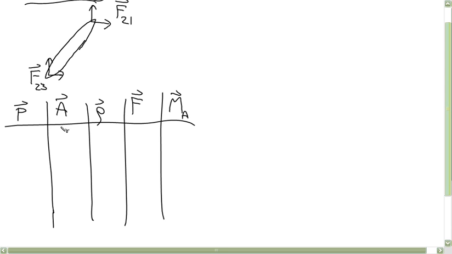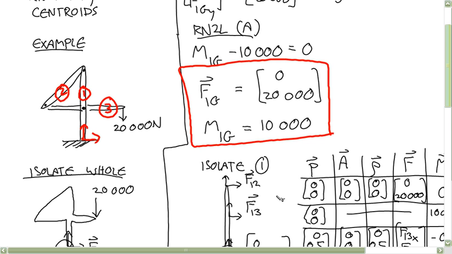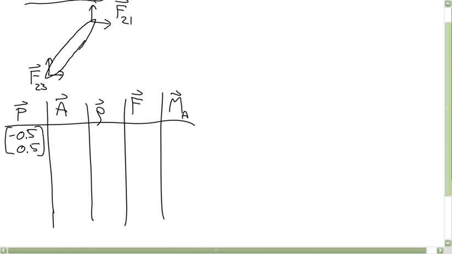F23 acts at negative 0.5, positive 0.5. How about the about point? We don't have to keep using the same about point. Each member is its own calculation. So let's choose one of these two points so we get rid of one of those forces in the moment equation. I guess let's might as well choose this one. So that makes rho for this force 0. F23x, F23y. And so the moment's 0.